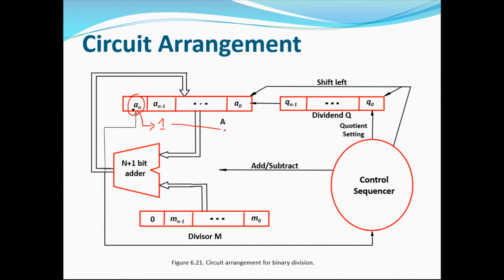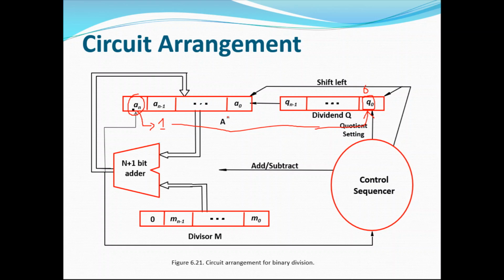If there is a 1, then the space that was previously created in Q0 should be filled with 0. If it is negative, that is, if there is a 1, fill this with 0. It means it is a negative number. In that case, you have to restore it to the original number. This number should be restored to the original number.